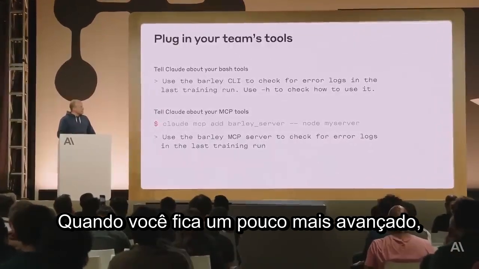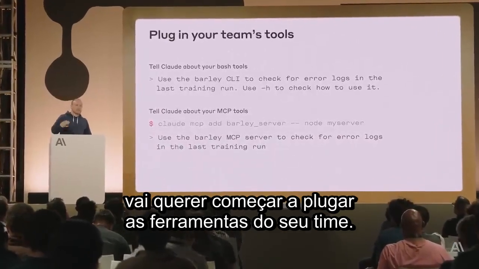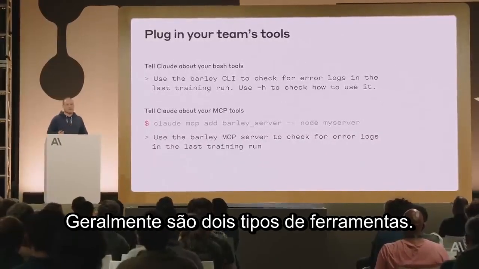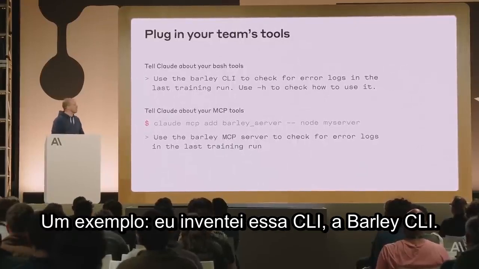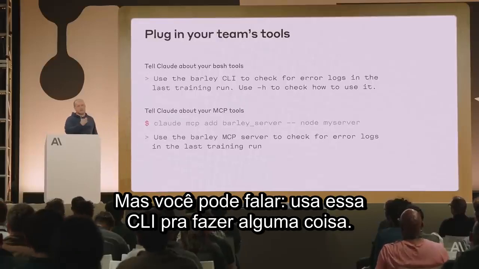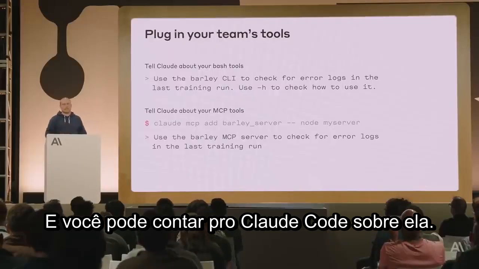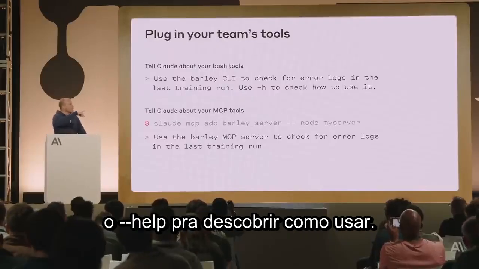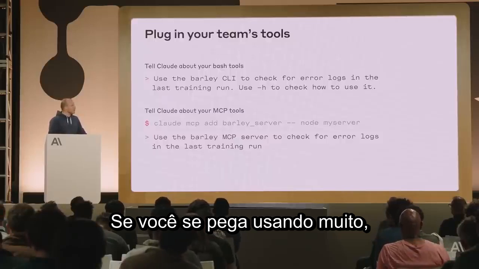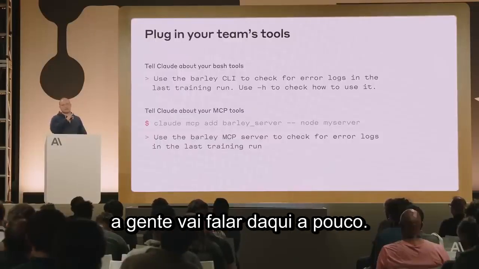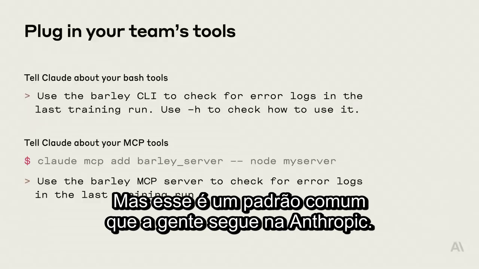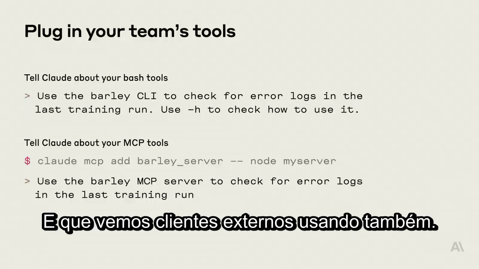As you get a little bit more advanced, you're going to want to start to plug in your team's tools. And this is where Claude Code starts to really shine. There's generally two kinds of tools. One is bash tools. An example of this, I just made up this barley CLI. This isn't a real thing. But you can say, use the CLI to do something, and you can tell Claude Code about this. You can tell it to use, for example, --help to figure out how to use it. This is efficient. If you find yourself using it a lot, you can also dump this into your CLAUDE.md, which we'll talk about in a bit, so Claude can remember this across sessions. This is a common pattern we follow at Anthropic, and we see external customers use too.